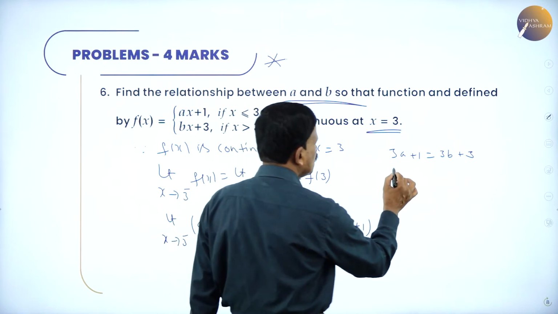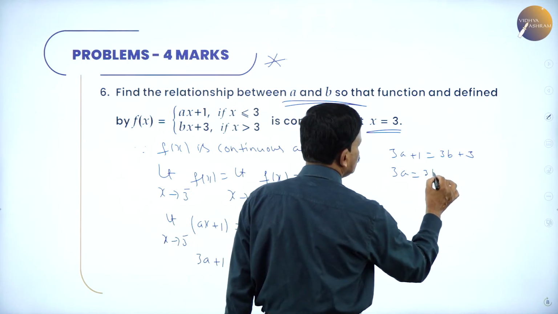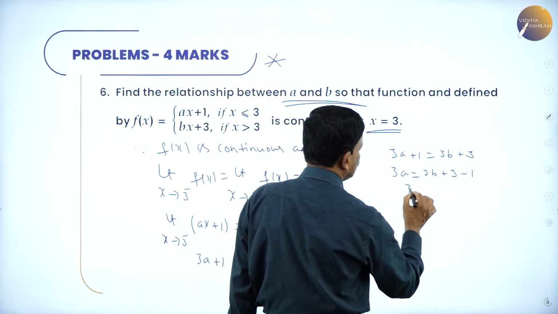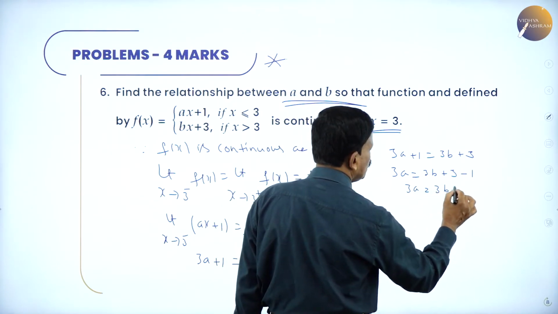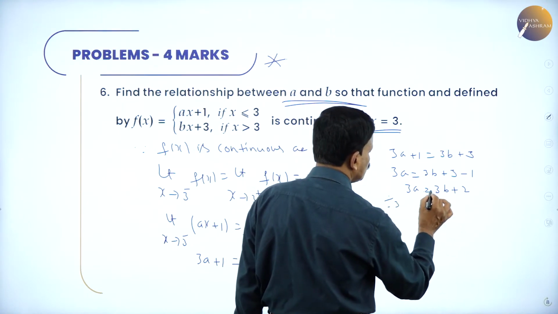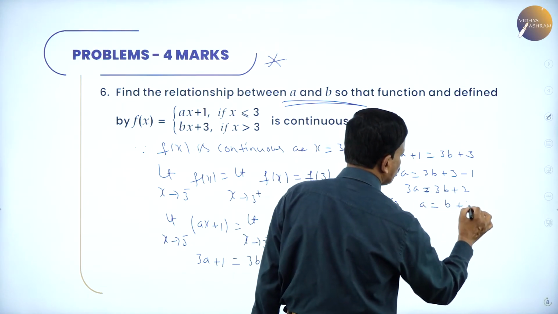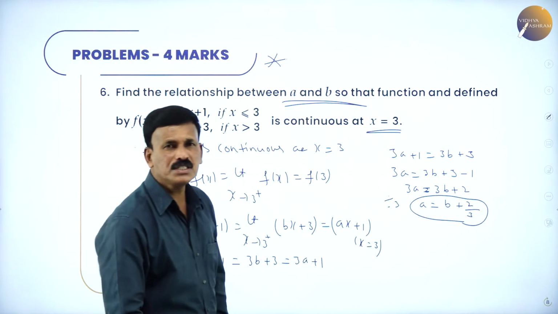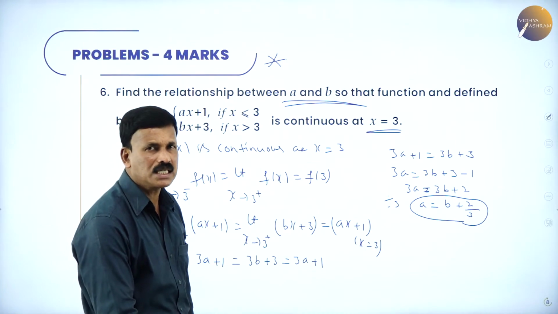So just keep 3a on one side: 3a is equal to 3b plus 3. Transfer plus 1, it becomes minus 1. 3a is equal to 3b plus 2. Now divide by 3, you will get a is equal to b plus 2 by 3, since 3 gets cancelled. This is the relation: a is equal to b plus 2 by 3.